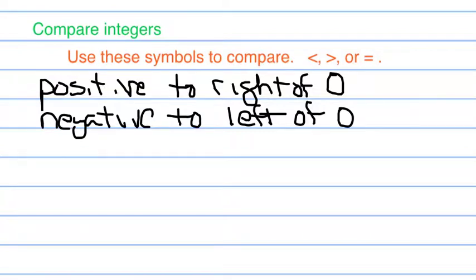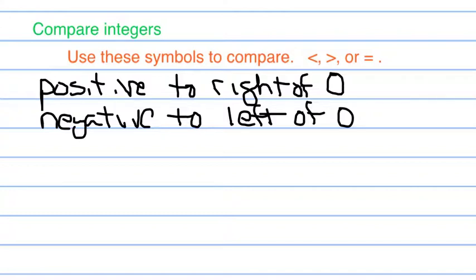Please note this important information on your handout, circle it, highlight. Numbers increase in value from left to right. So the number that's farther on the right will have the larger value. Okay?